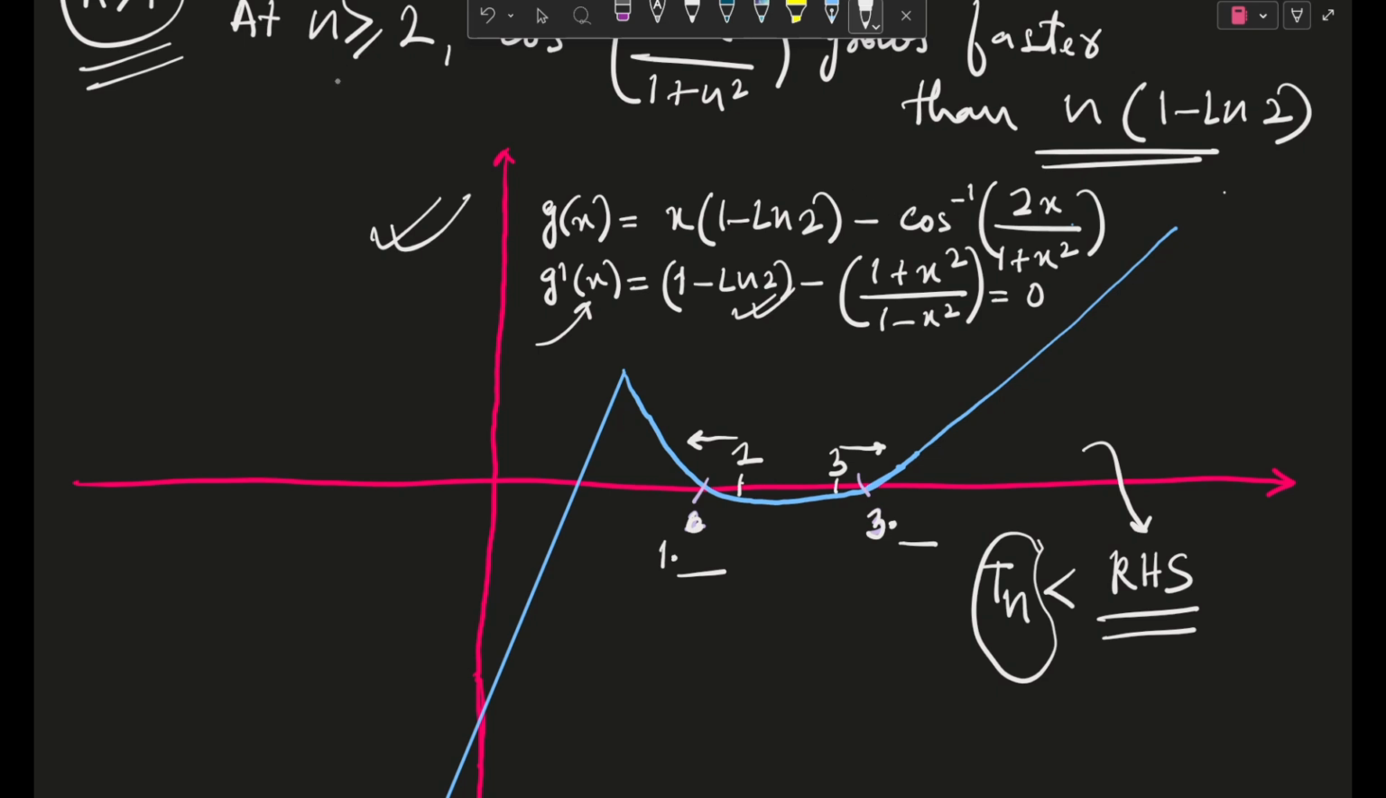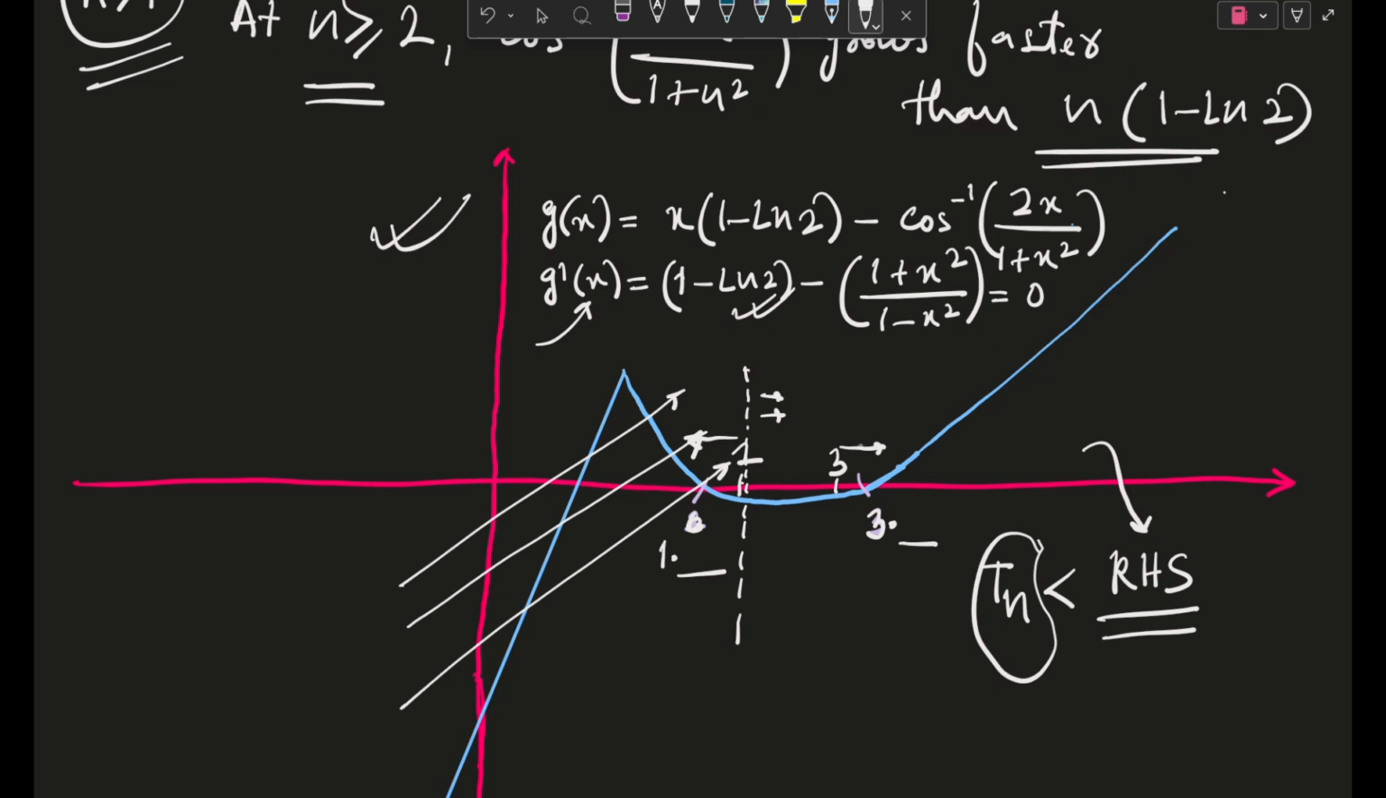We are considering n greater than or equal to 2. In the starting, for n equals 1 it was satisfying, but for n greater than or equal to 2 it is not satisfying. So you can cancel this particular part of the curve out. Just look beyond this white line. For that, it's increasing, so no risk of getting a negative value. So I guess Tn is less than RHS is very, very correct.